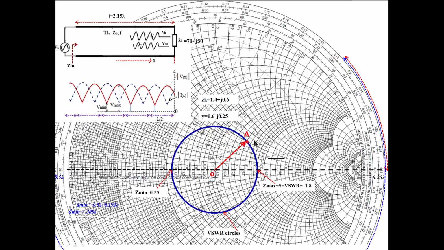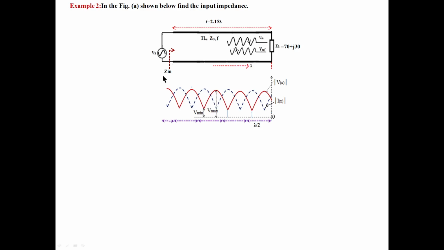If the question is like this, in the figure shown below, find the input impedance of this line. The length of the line is 2.15 lambda. So what we have to do is travel a distance of 2.15 lambda over the transmission line, stop there, and measure the impedance. So how do we do that?